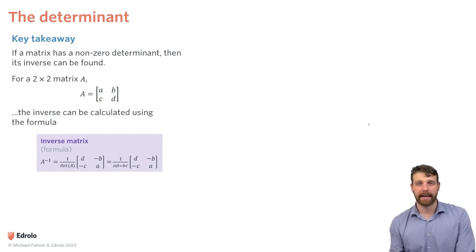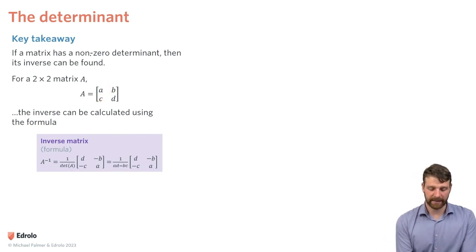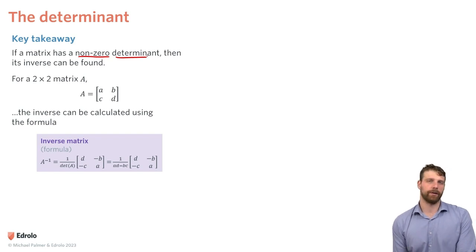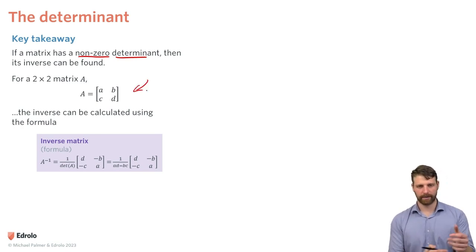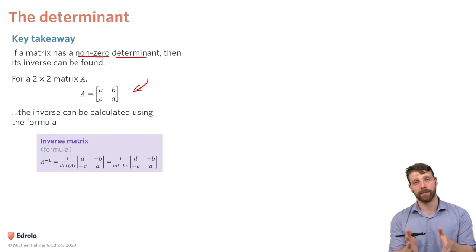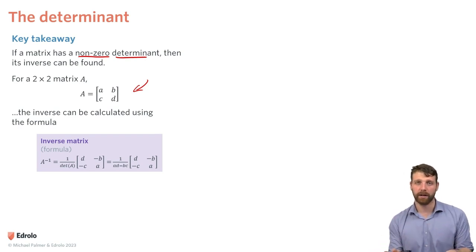Okay, let's just read through our key takeaway, make sure we didn't miss anything. If a matrix has a non-zero determinant, then its inverse can be found. Yeah, that's important. So if the determinant comes out as 0, then we can't find an inverse. And there's the rule for a 2x2, but important to know that. So if the determinant's 0, we can't find an inverse. If it's any other number, then we can.